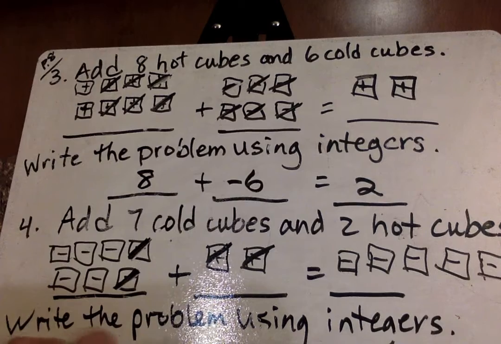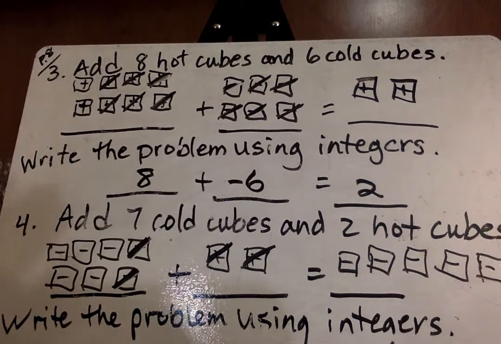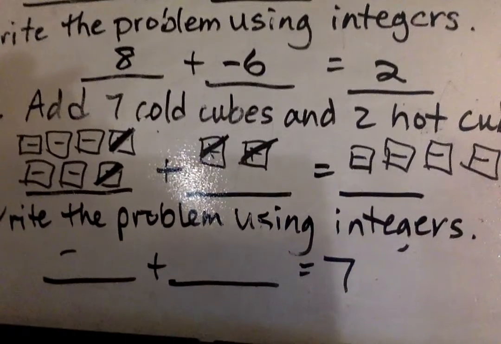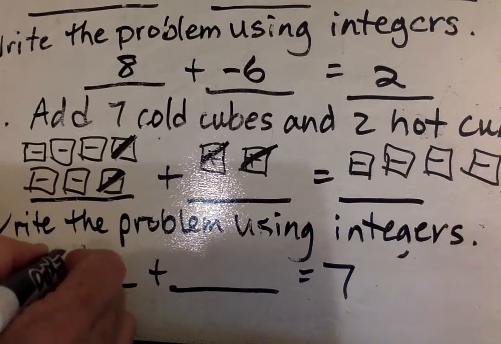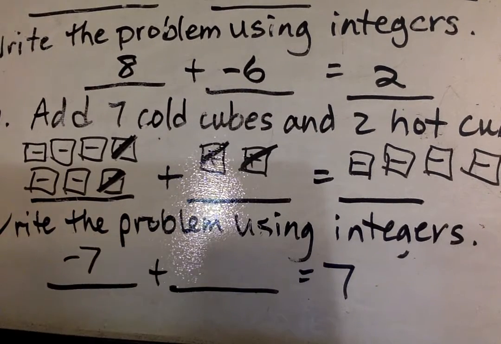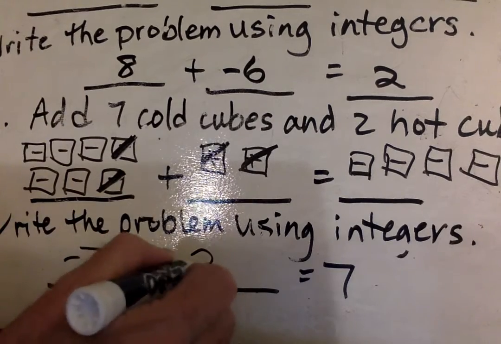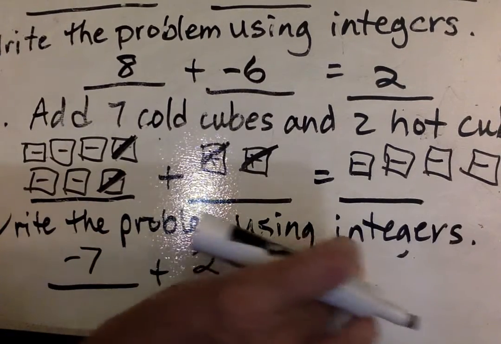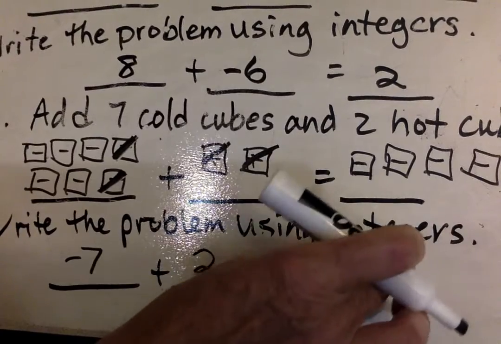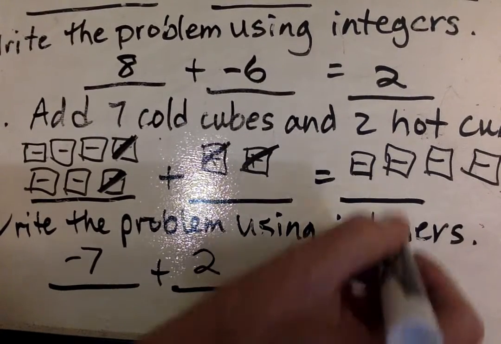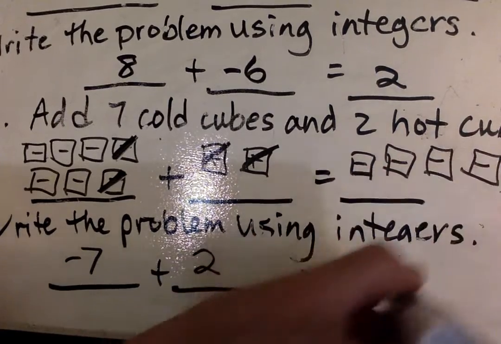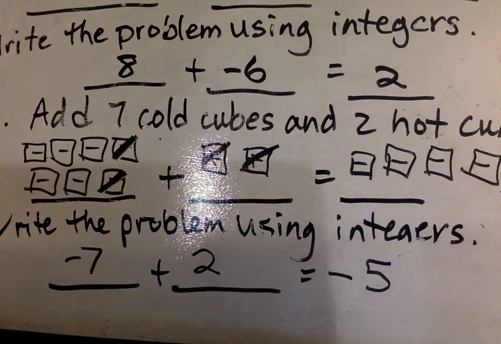We had negative 7. Oh, whoops. You guys can't see that very good. So right down here we have negative 7 plus positive 2 and the answer is negative 5. As you can see, 1, 2, 3, 4, 5. So there's 5 cold cubes left, and so it's negative 5.